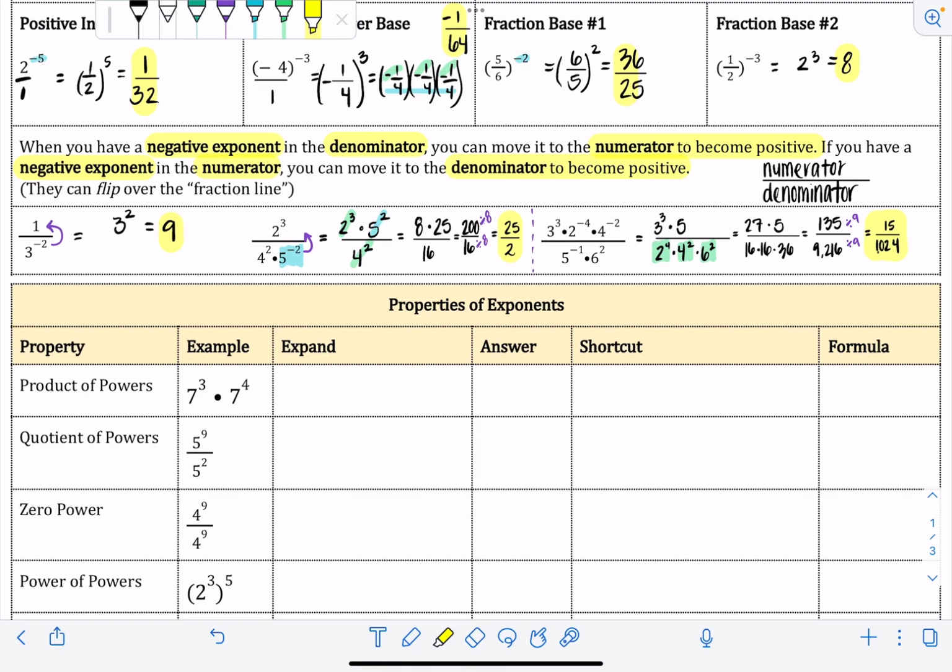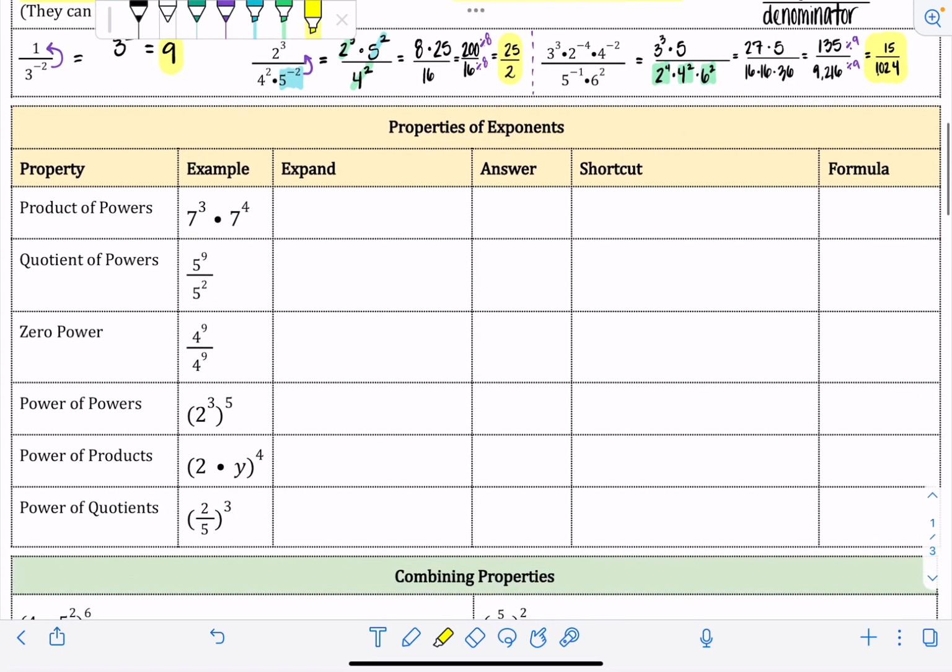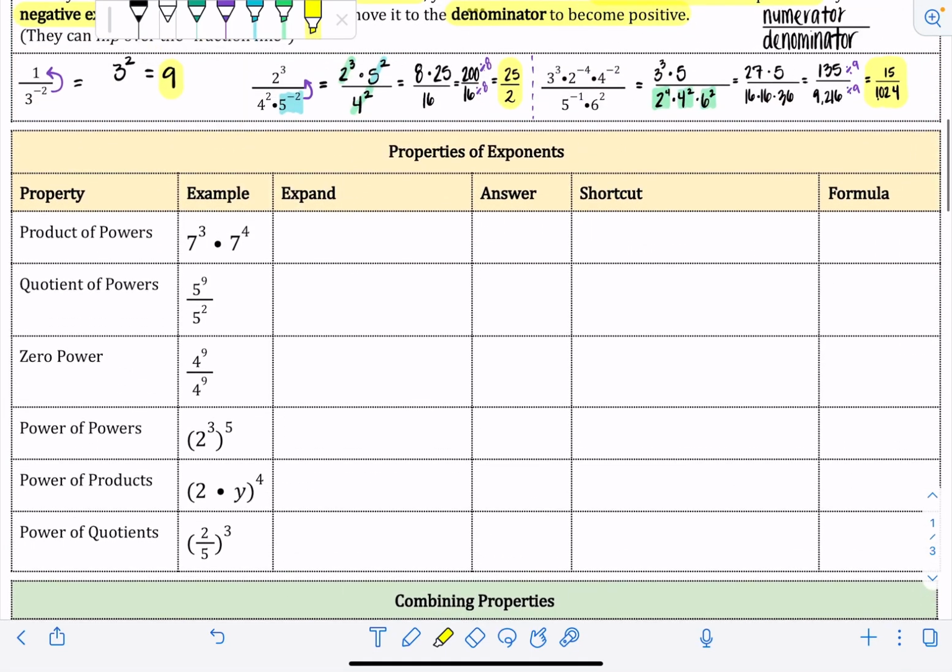Okay, so the next section is properties of exponents. This is a good time to pause the video, take a brain break if you would like to, but if you're good, you can power through. So this table has all of our properties of exponents. We'll learn them as individuals, and then we'll eventually start to combine them.